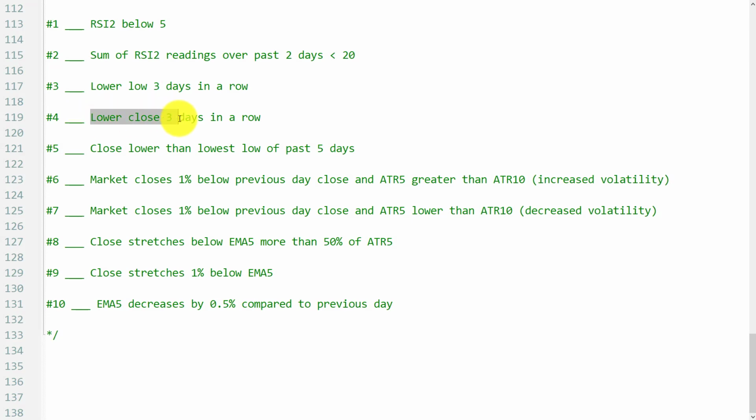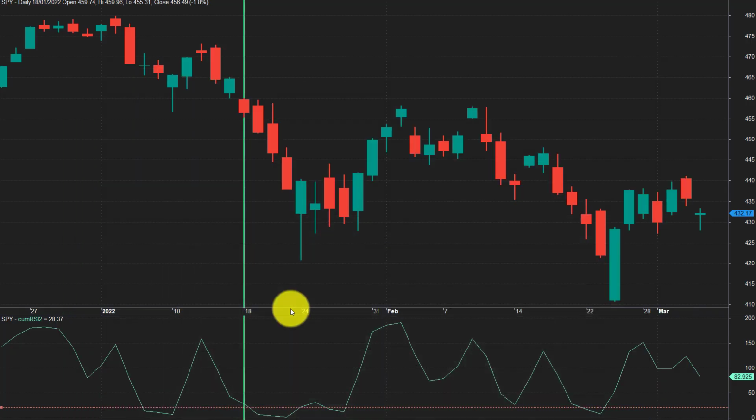The number 4 entry trigger I've got is a lower close 3 days in a row. That's using exactly the same logic as the lows, but it's looking at the closes. The rationale behind these two setups is that we want to be buying the market, buying the SPY, against a shorter-term weakness, because the market has been going down 3 days in a row, expressed as either lower lows or lower closes. It's likely that now it's going to mean revert and go up.